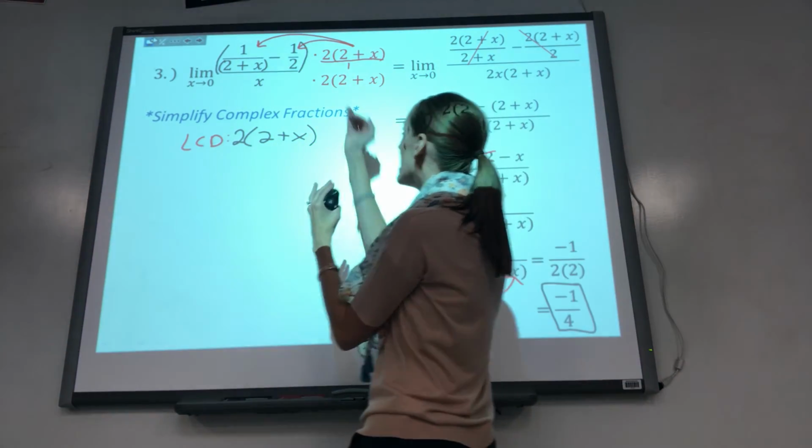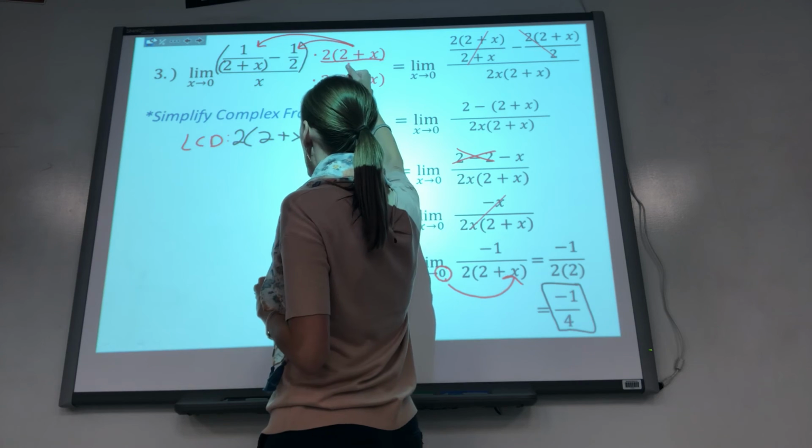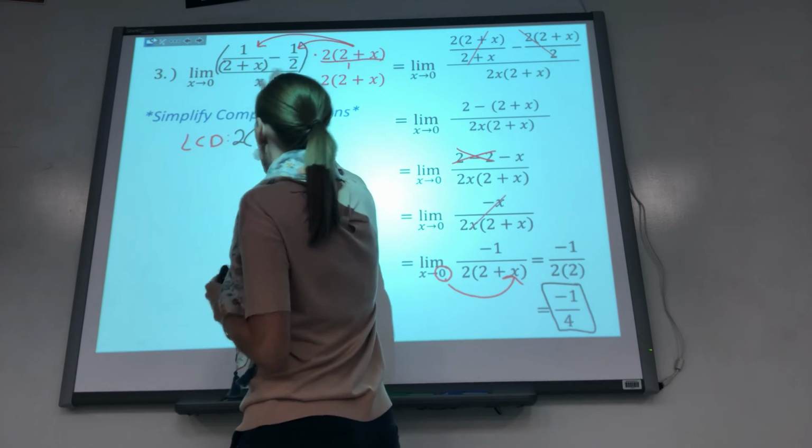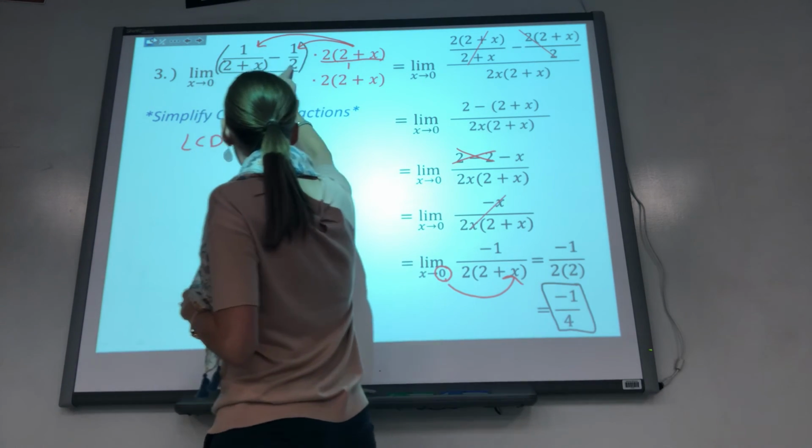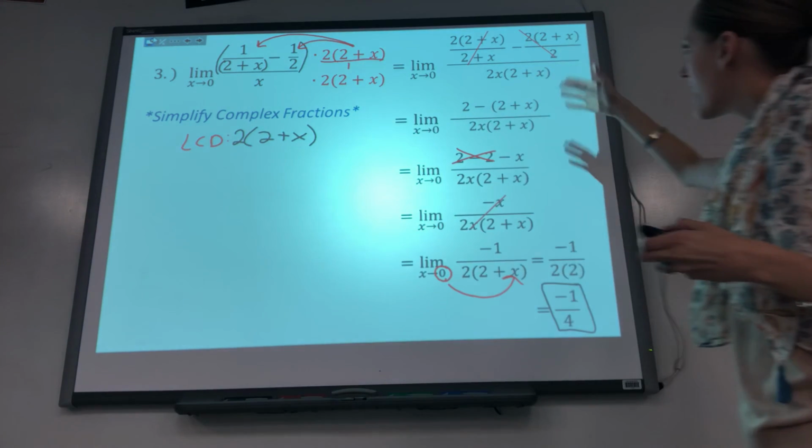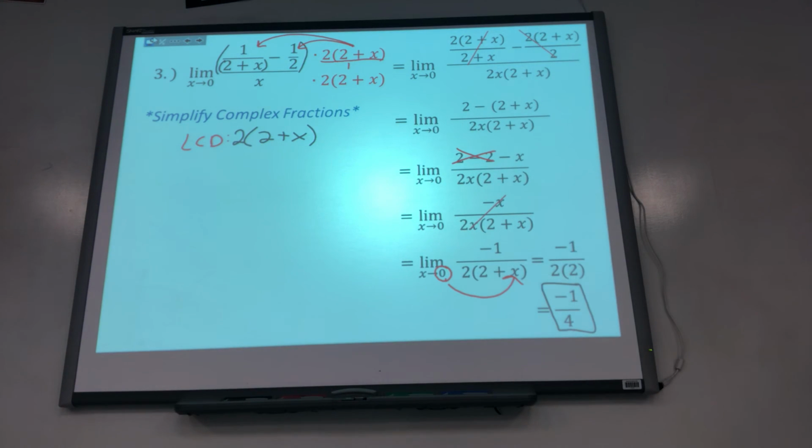You're always taking the top and bottom times the LCD of those. You're always going to take that times that. And then again, a lot of the other stuff that crosses out should be the same.